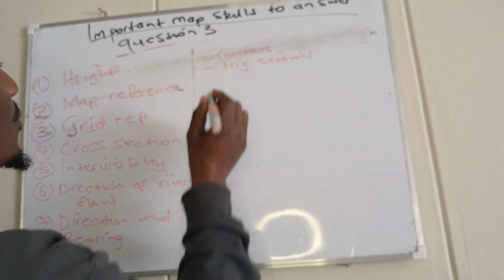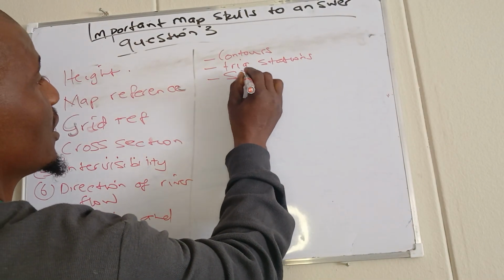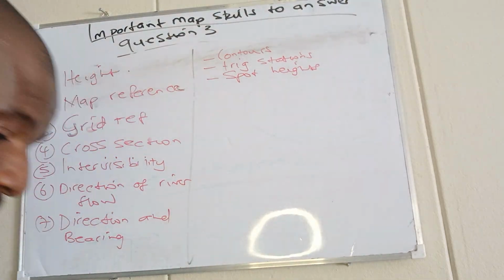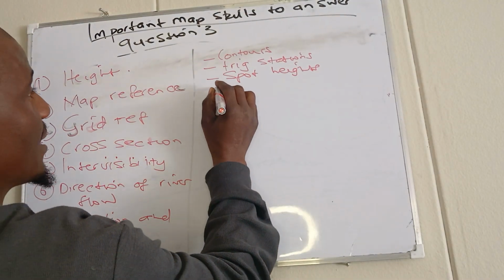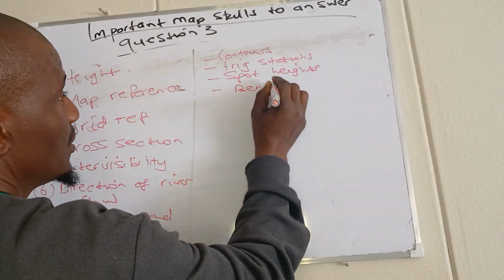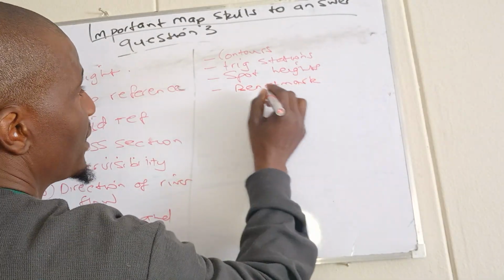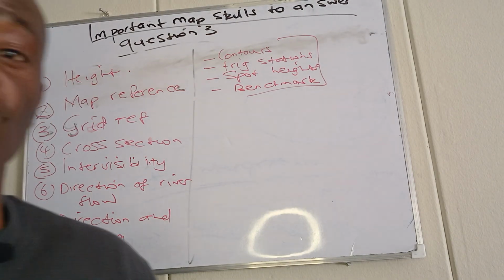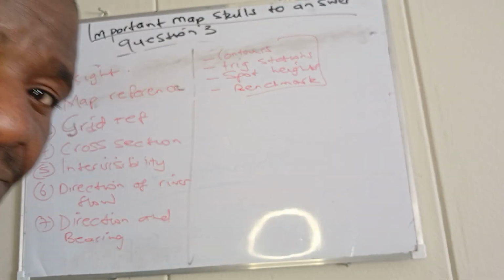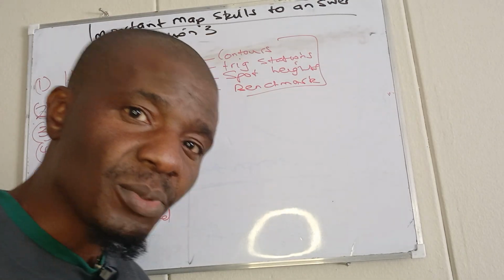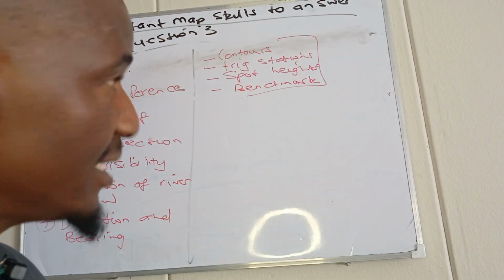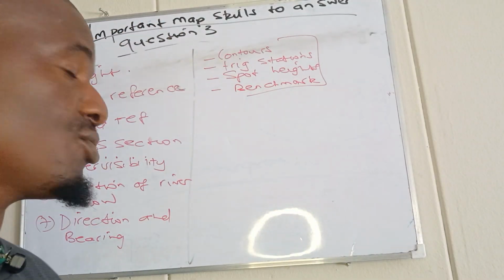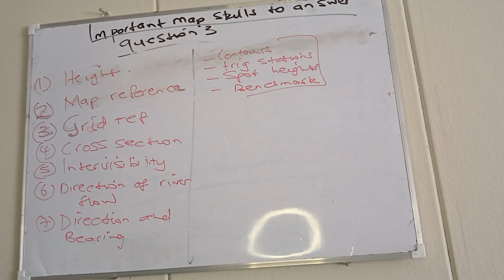The next thing that you can also check in as far as height is concerned is your spot height. And lastly, you do your benchmark. So the first thing when it comes to height, of course you need to know the height of landforms. It can be height of features, it can be height of the topography as indicated on the map according to the question paper, according to what you are being asked to do. So when it comes to height, these are the 4 things that you look at.